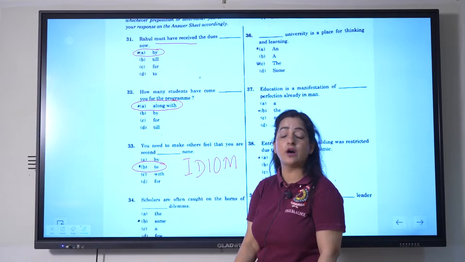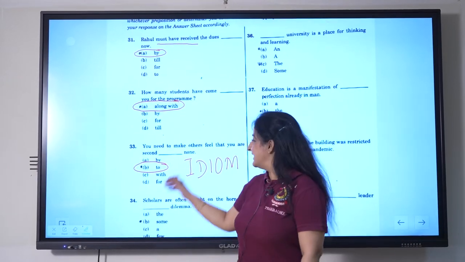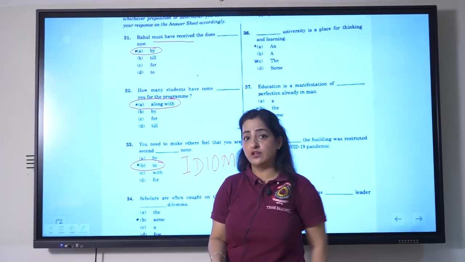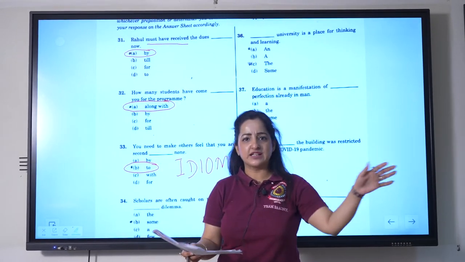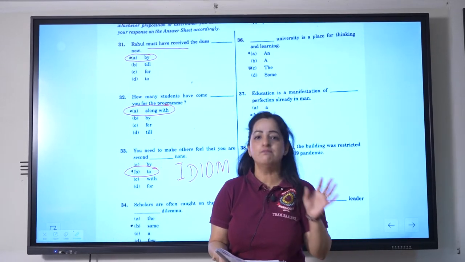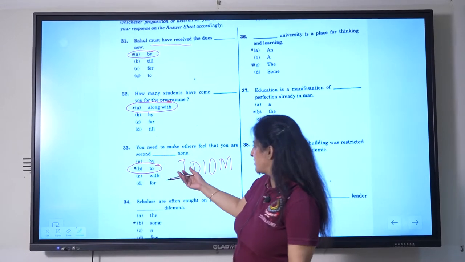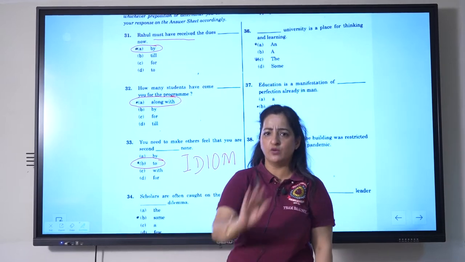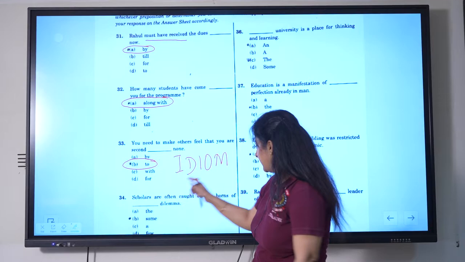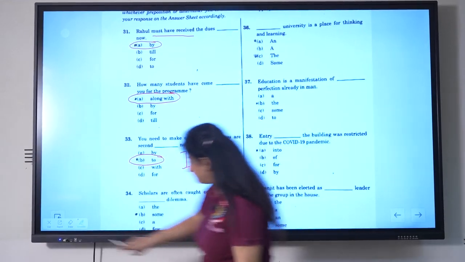I'll start highlighting the idioms for you, how they have integrated idioms. Second to none. If you are second to none, you are the best. You could be the worst as well, the fastest, incomparable actually, unparalleled and unmatched. So this is what you want to say, na ki main kisi se kam nahi hoon. So that way, second to none, it's an idiom. Therefore, that's the answer. Moving on.